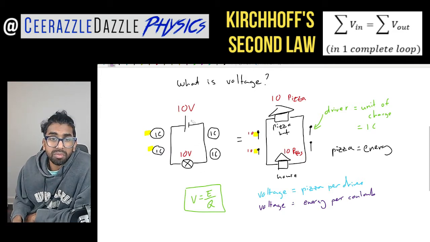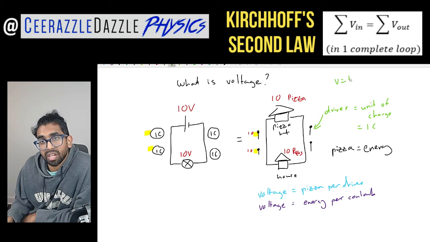Right, now from here, I'm just going to extend this circuit. I'm just going to move this formula over here. So let's put that over there. So voltage is equal to energy per unit charge. I'll just box that in as well over here. Voltage is energy per unit charge.